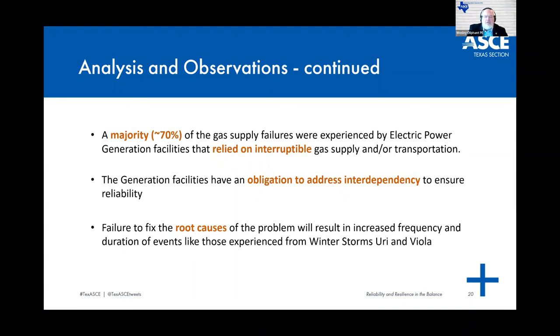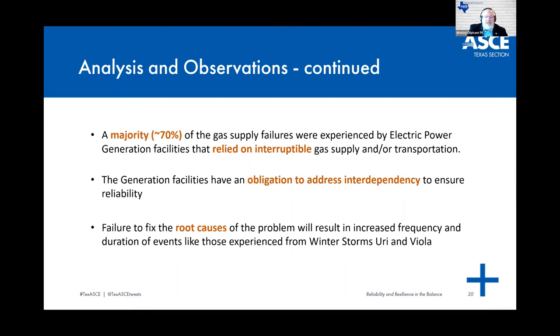Among the most important of those lessons is that the majority of the gas supply failures were experienced by electric power generation facilities that came to rely on interruptible gas supply and/or interruptible transportation. If it's interruptible, it's unreliable. And gas generation facilities have an obligation to address that interdependency with gas producers to ensure reliable production and transportation to get that gas to those facilities.